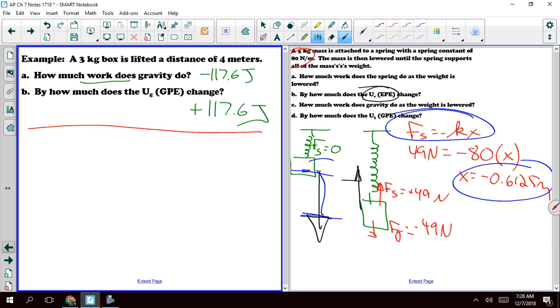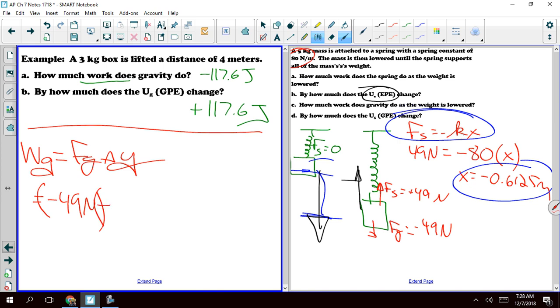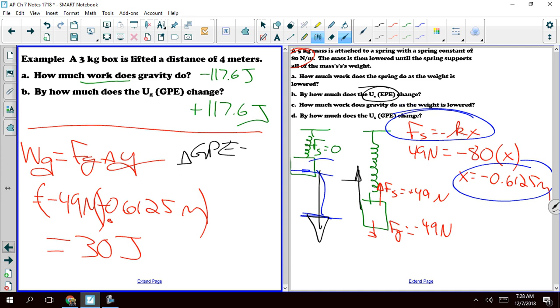So we're trying to figure out how much work gravity did. The work done by gravity should be the force of gravity times the vertical displacement, right? The force of gravity we already figured out. That's 49 newtons down. The spring gets lowered down 0.6125 meters. So multiply this out, and the work done by gravity turns out to be 30 joules. And in the process, our change in gravitational potential energy is negative 30 joules.